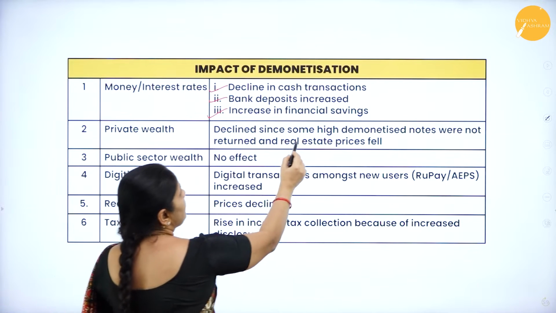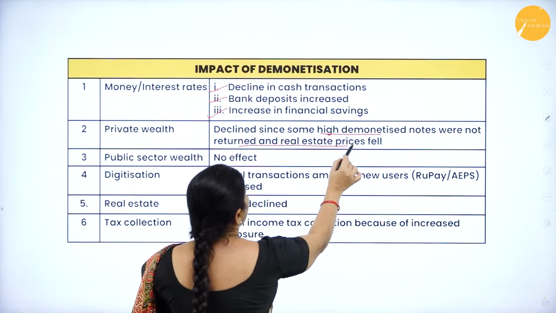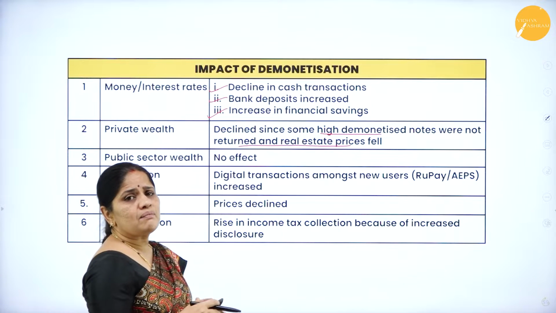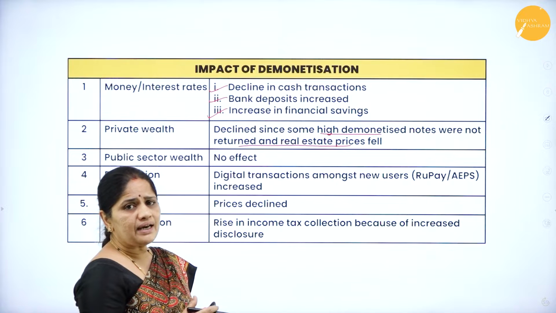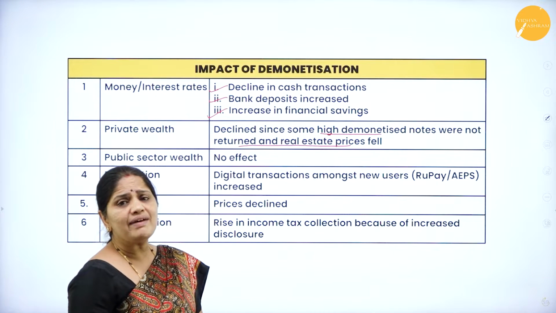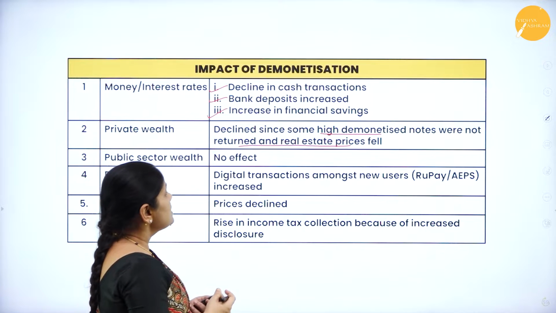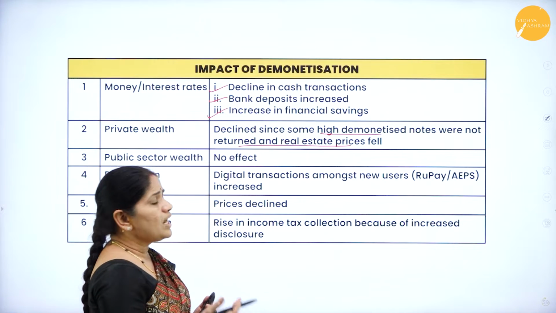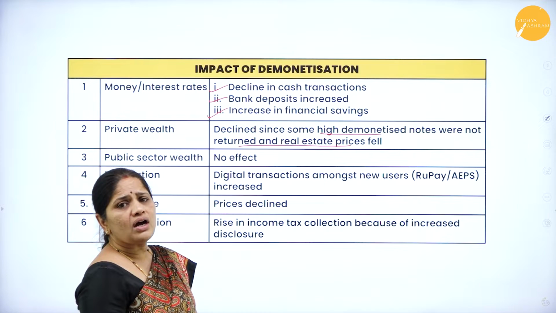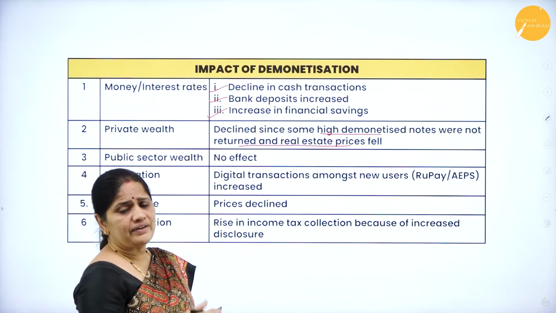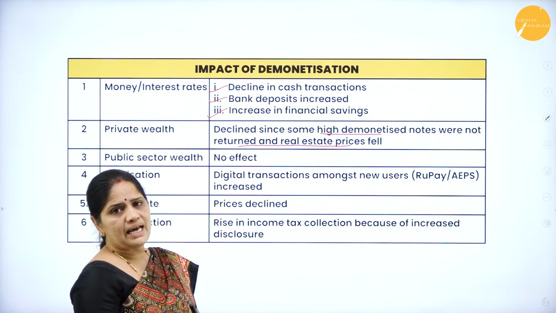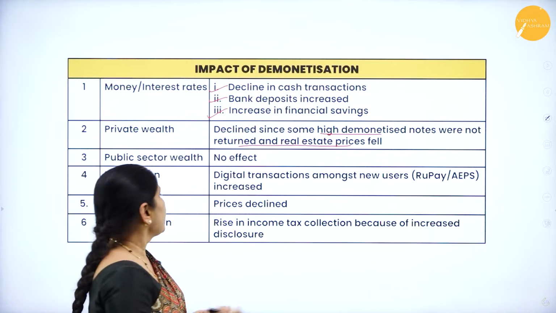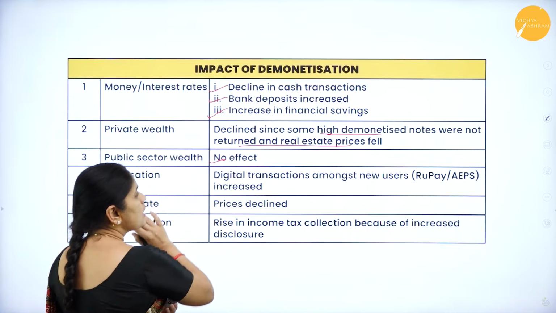Then next, private wealth. It declined since some high denomination notes were not returned and real estate prices fell. Private wealth means those people who were holding black money, most of their notes became invalid, and because of that real estate prices fell. Most of the high denomination notes were not returned at all. Why? Because they could not declare that income, and even if they did, they had to pay the tax penalty, which they were not ready to pay, and because of which real estate prices came down. Then next, public sector wealth: there was no effect at all.